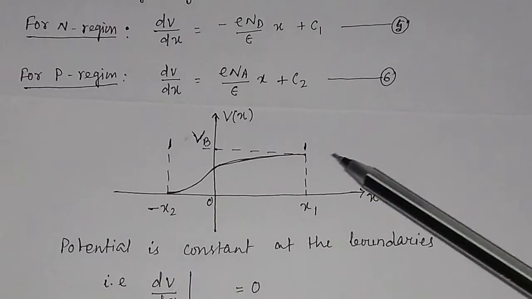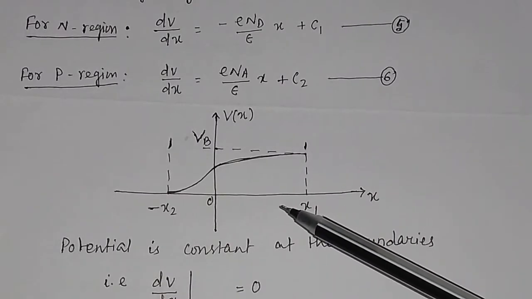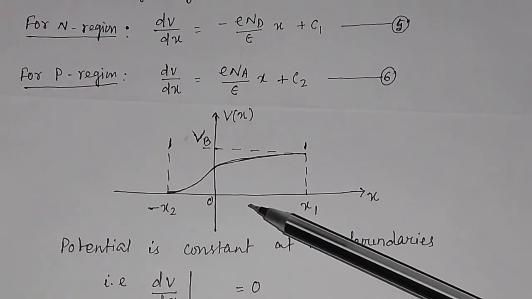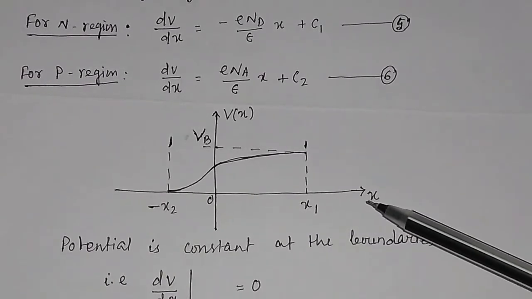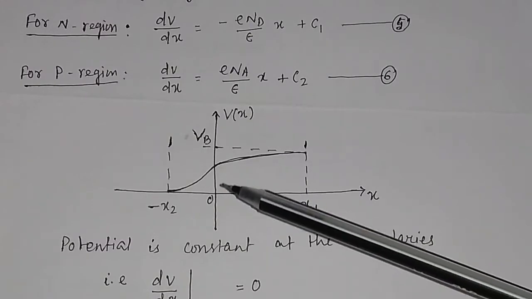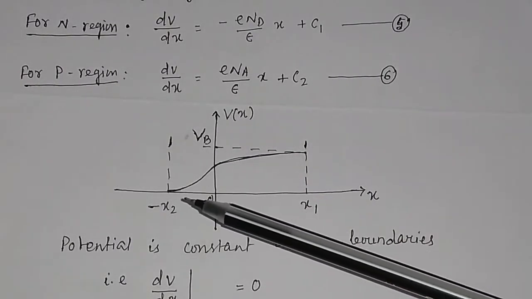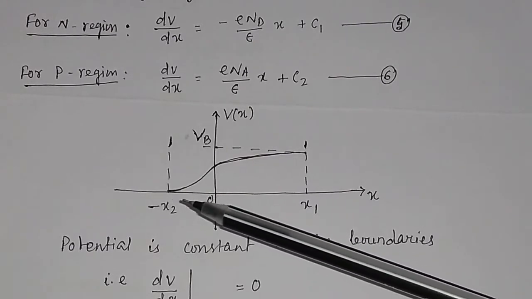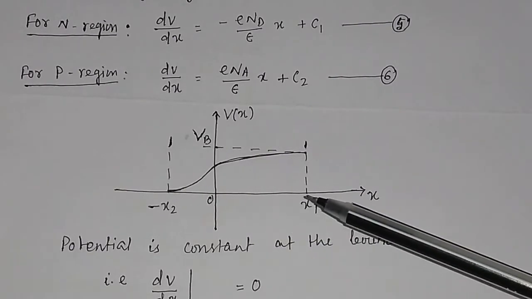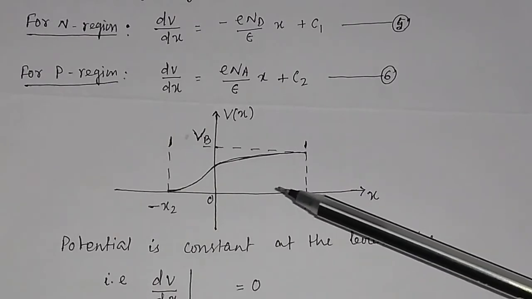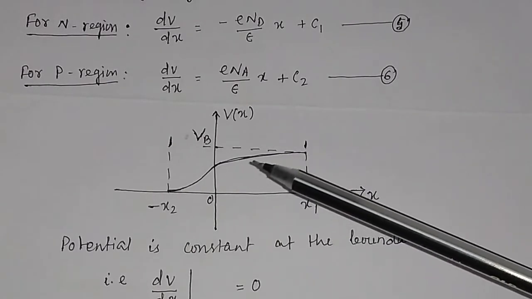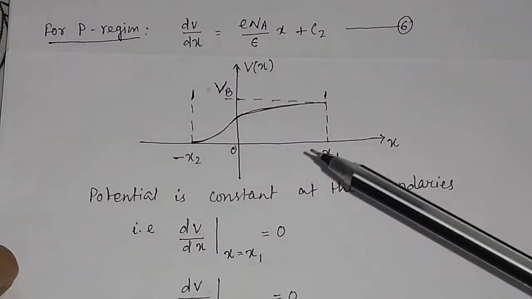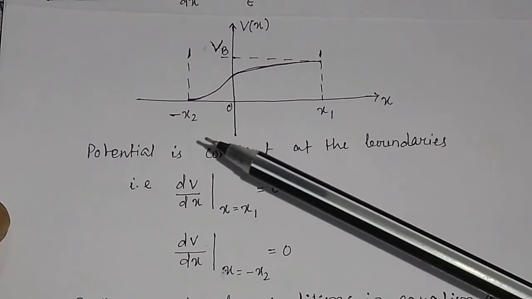So this is the graph for the variation of potential with distance or with length. In the x-axis you have length x, in the y-axis you have potential Vx. From minus x2 to 0, this is your p region, and from 0 to x1, this is your n region, and you see how the potential is varying. And at the boundary, you have two boundaries, one at x1 and another at minus x2.